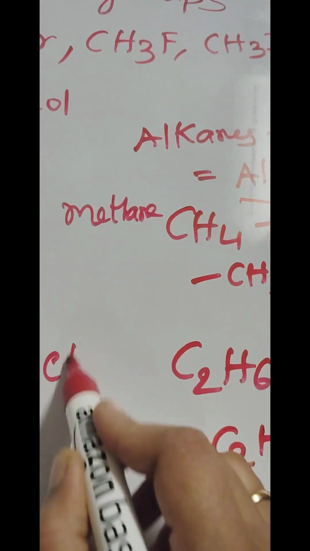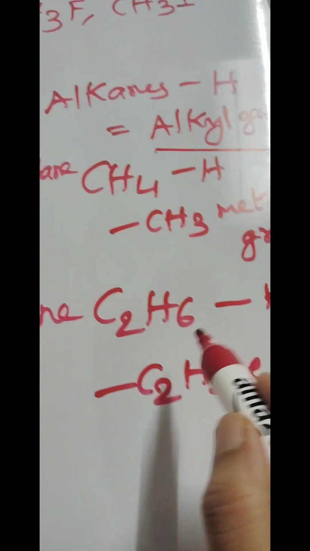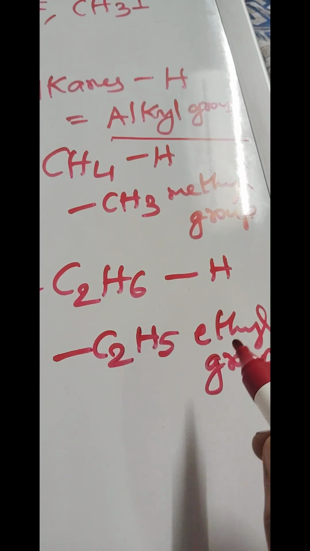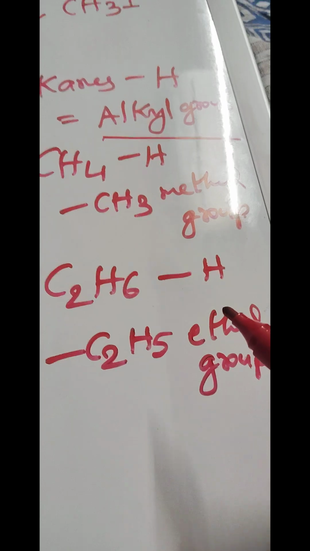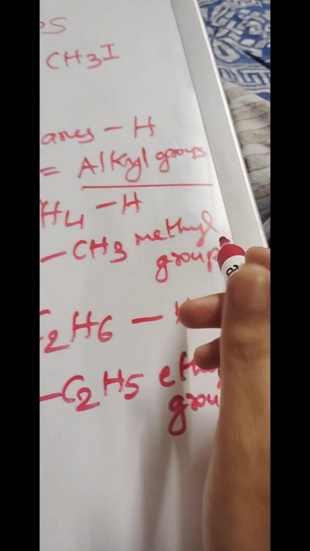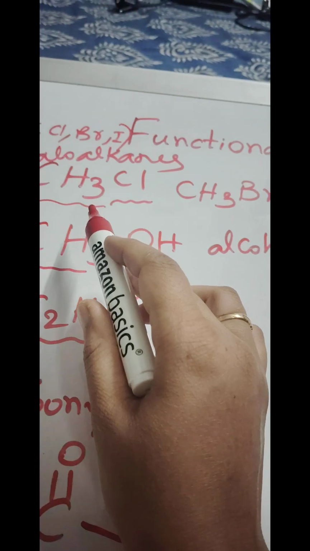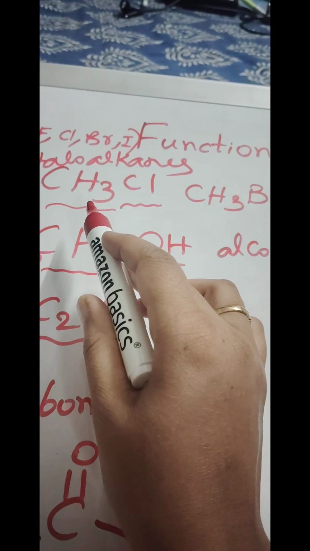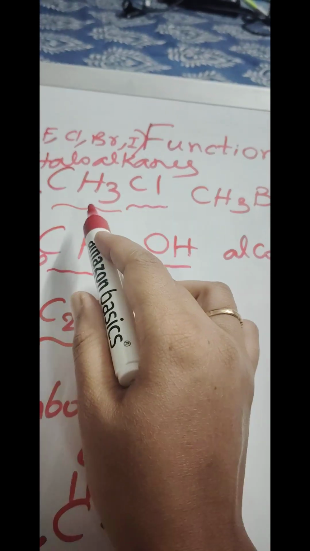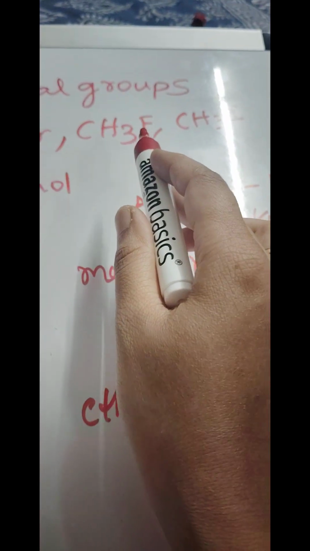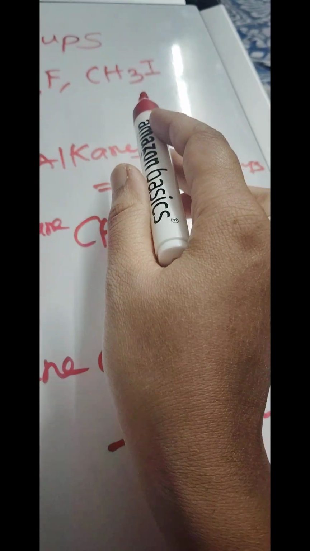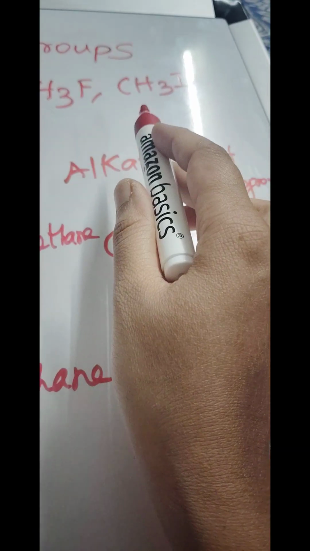The next alkane you know is ethane. From ethane, if you remove one hydrogen, you will get the ethyl group, right? So these kinds of groups which you get from the alkanes by removal of one hydrogen are called alkyl groups in general. Okay, so alkyl group and halogen together form haloalkanes. You can write the combination of methyl group with any of the halogens. CH3Cl means chloromethane, CH3Br bromomethane, CH3F fluoromethane, CH3I iodomethane. Like that you will give their names.